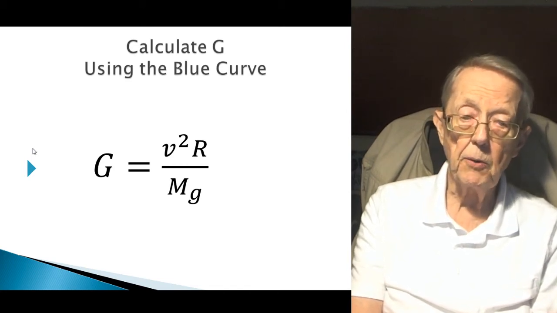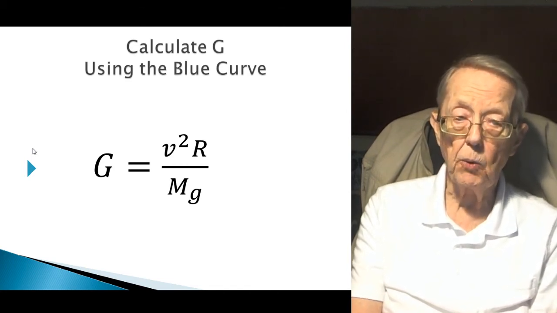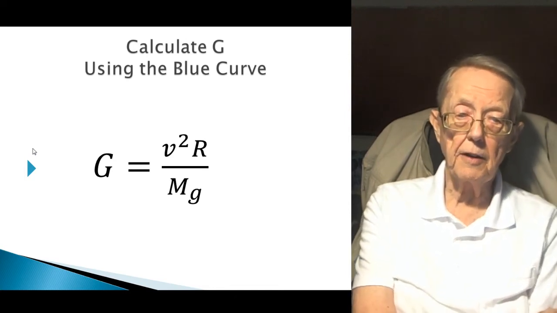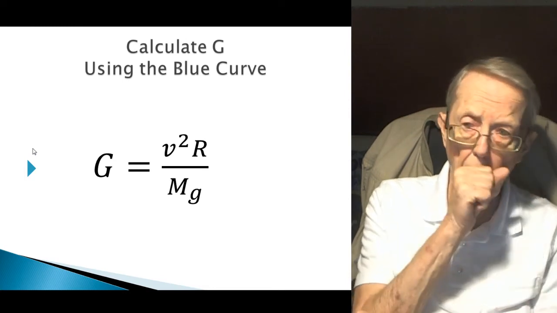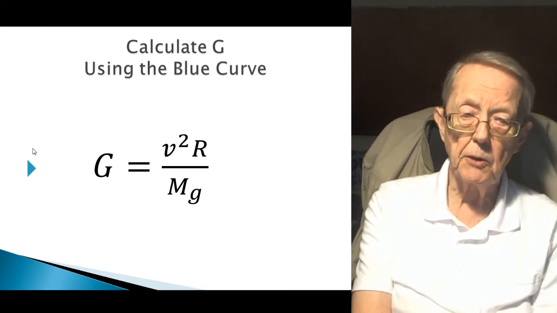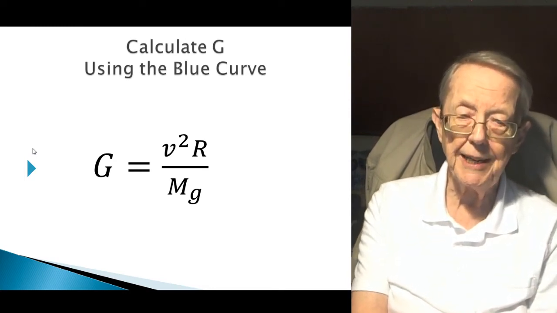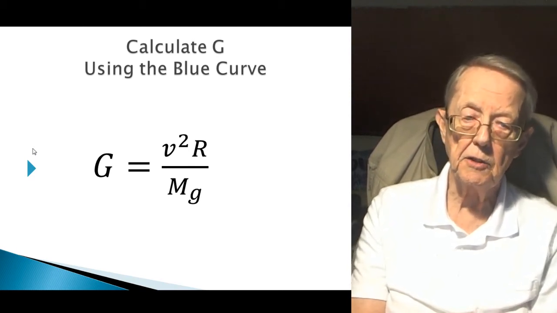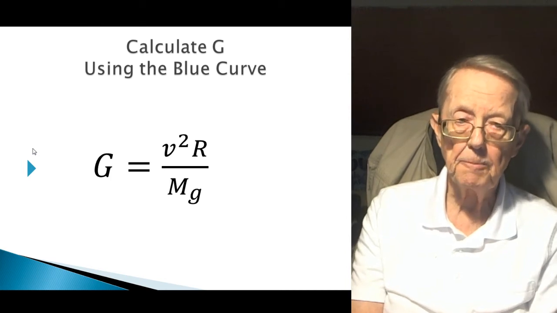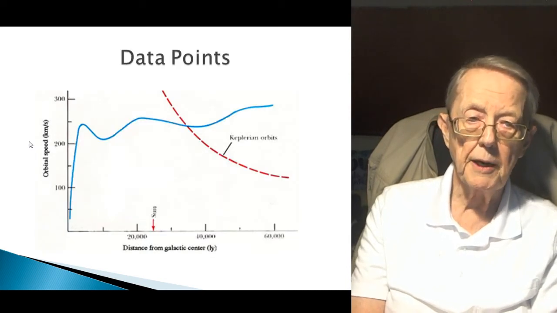I squared the velocity and rearranged the equation, and you come up with this equation where the value of g at any point is equal to the square of its velocity times the distance divided by the mass of the galaxy. So I'm going to calculate that.